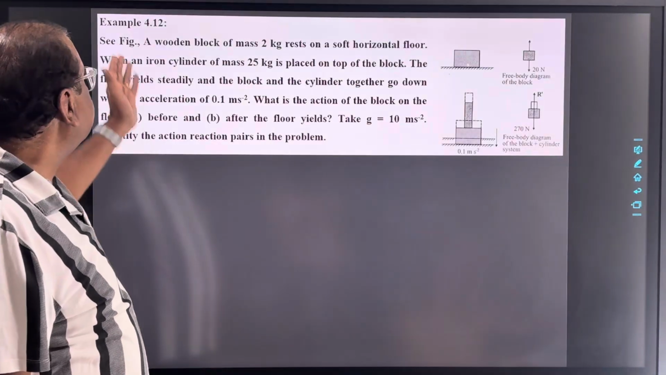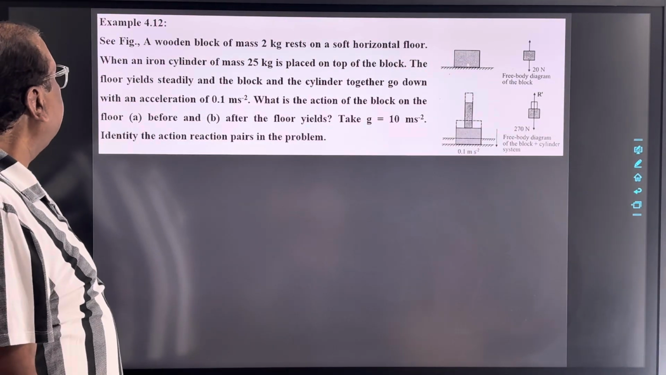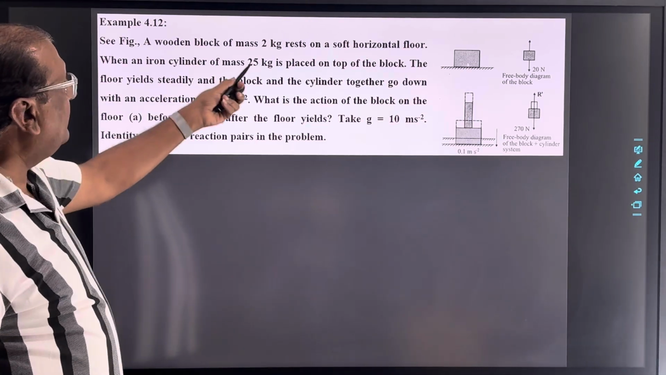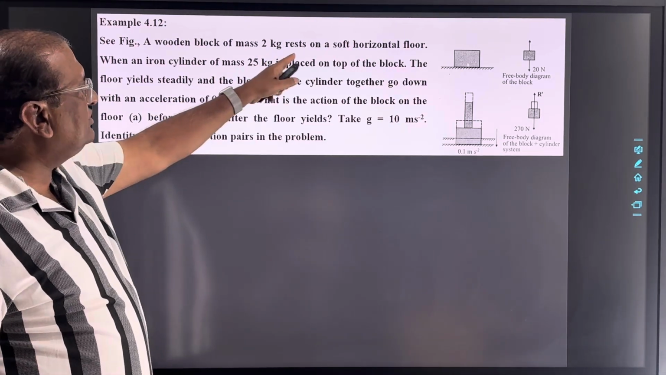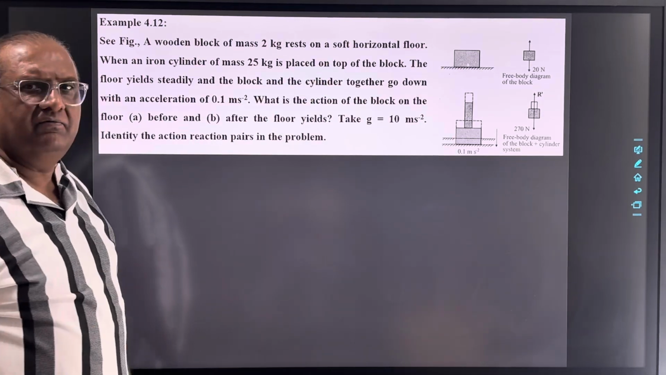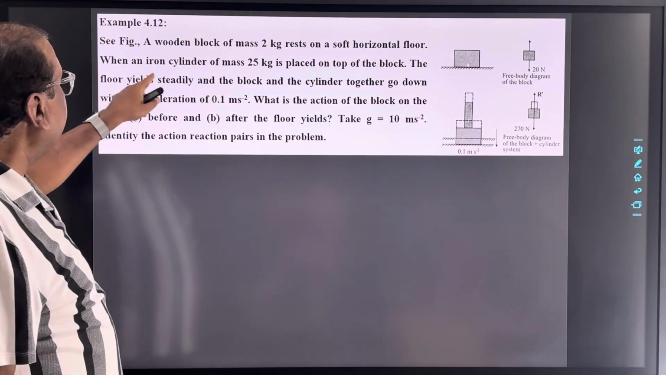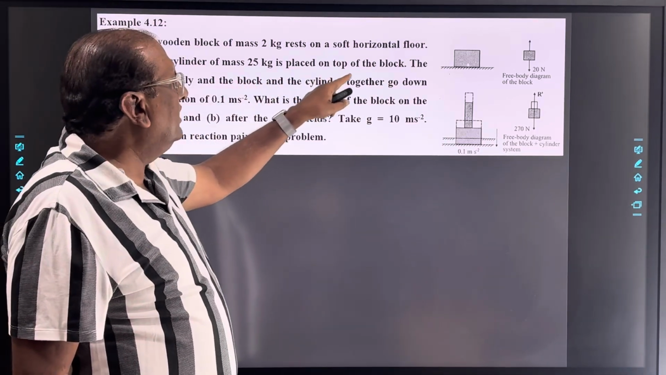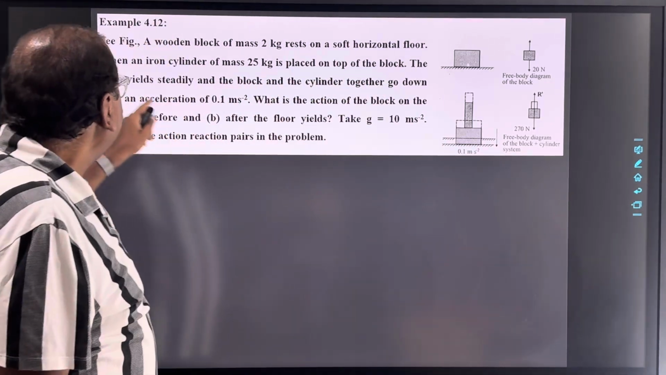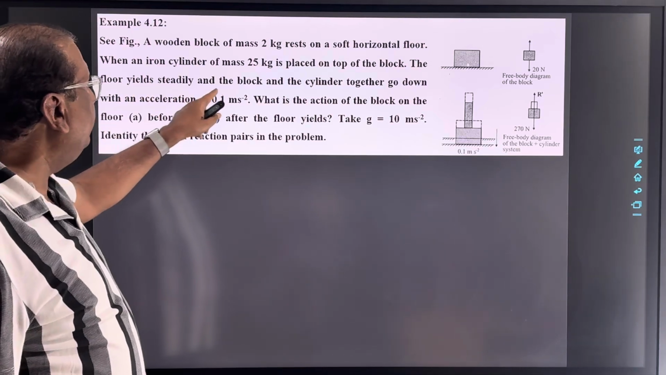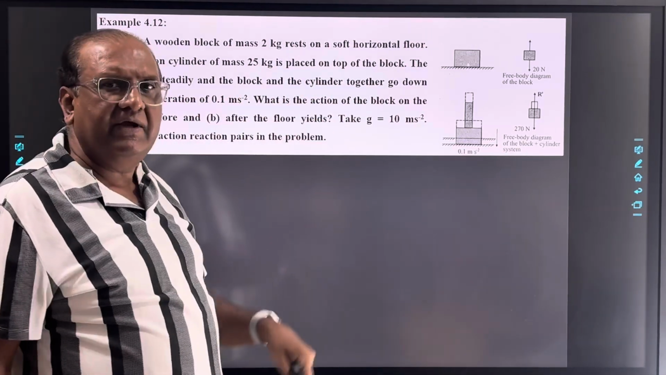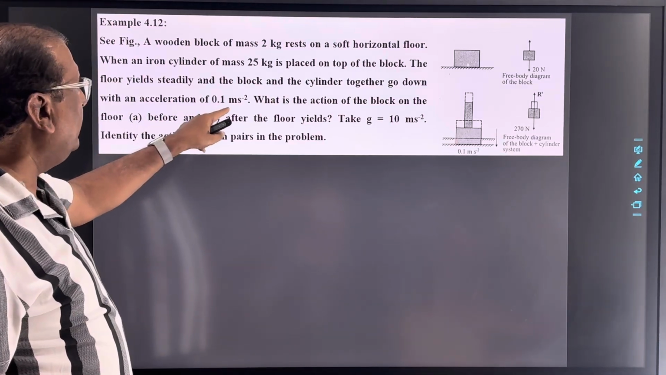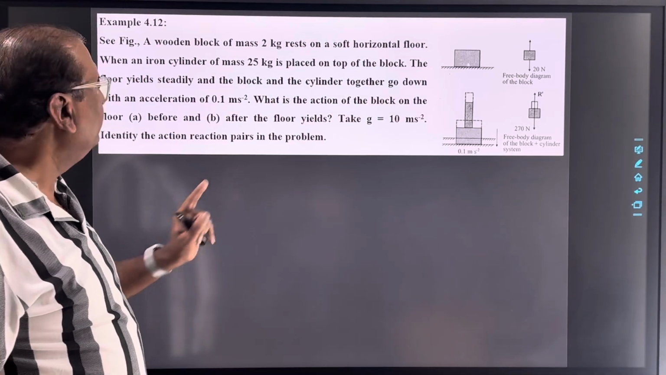Now, dear students, example 4.12. See figure. A wooden block of mass 2 kg rests on a soft horizontal floor. When an iron cylinder of mass 25 kg is placed on the top of the block, the floor yields steadily and the block and the cylinder together go down with an acceleration of 0.1 meter per second square.